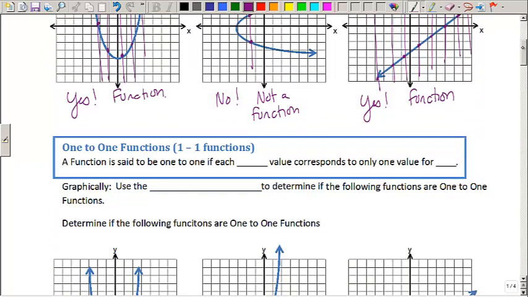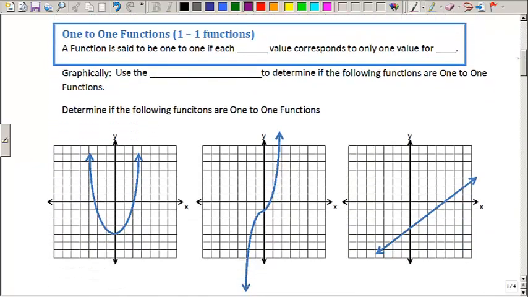Next, we'd like to define a one-to-one function. A function is said to be one-to-one. Notice that the relation already has to be a function in order for it to be one-to-one. So we're starting off with a function, and we say it's one-to-one if each y value corresponds to only one x value. I can also say that f of x, or y, because now we know it's a function, we can use f of x notation instead of y. So every f of x corresponds to only one x.